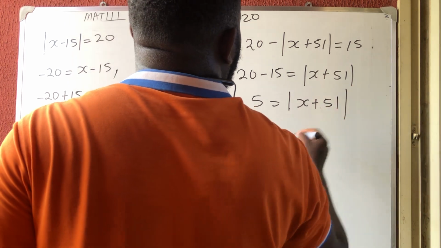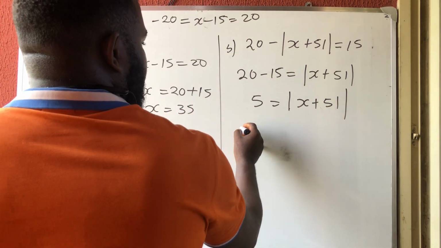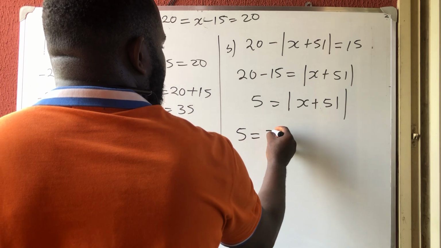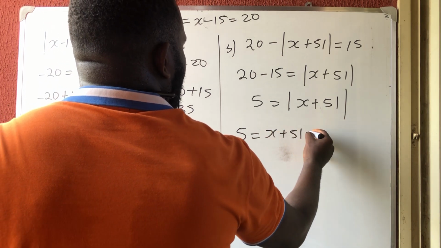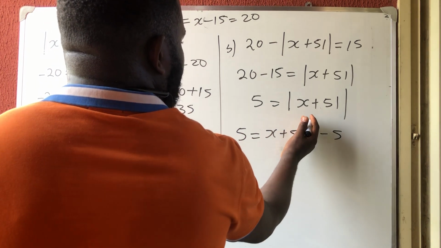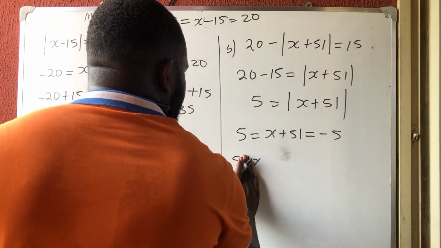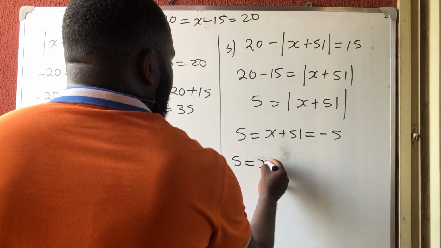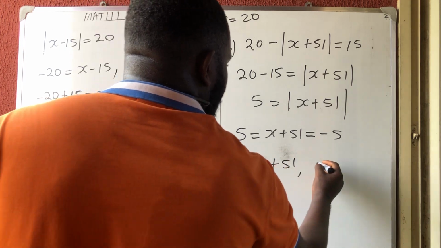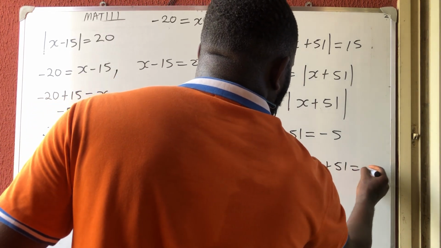Okay, so now what do you do? The same method. 5 is equal to what? X plus 51, which is equal to what? Minus 5. So solve this side separately, solve this side separately. So 5 plus 5 is equal to what? X plus 51, comma, x plus 51 is equal to 5.